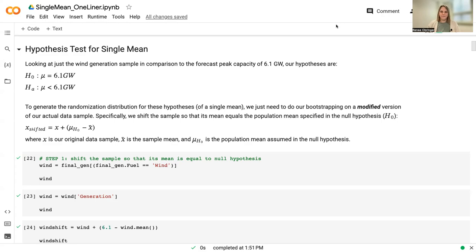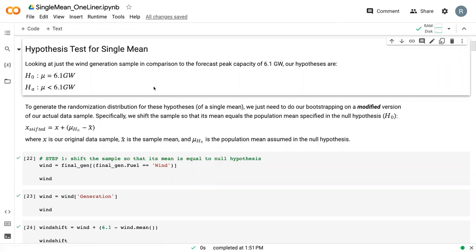So let's go ahead and jump right in. We're here in the code for hypothesis testing, and in particular, I'm going to focus on the hypothesis test for a single mean in this video. When we write our hypotheses, we say that mu equals, in this case, 6.1, the capacity. And then our alternative is that mu is less than that. So in essence, we're going to test whether or not wind actually met the capacity during the Texas 2021 cold snap.